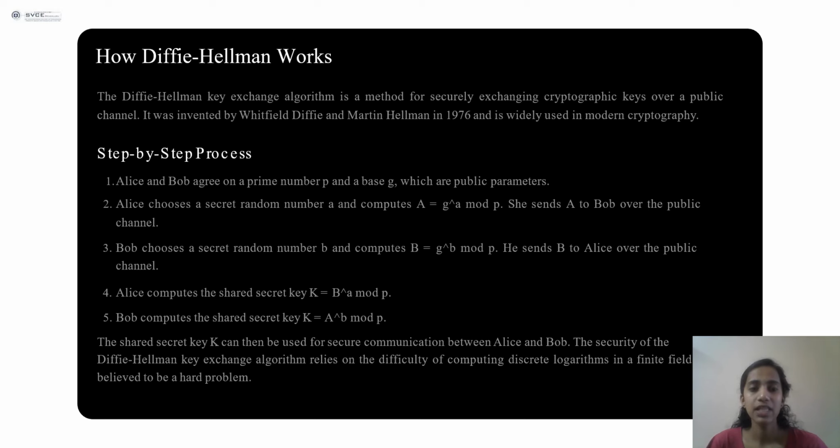The fourth step is Alice computes the shared secret key, that is K equals B power a mod P. And the fifth point, Bob computes the shared secret key, that is K equals A power b mod P. This shared secret key K can be used for secure communication between Alice and Bob. The security of the Diffie-Hellman key exchange algorithm relies on the difficulty of computing discrete logarithms in a finite field, believed to be a hard problem.